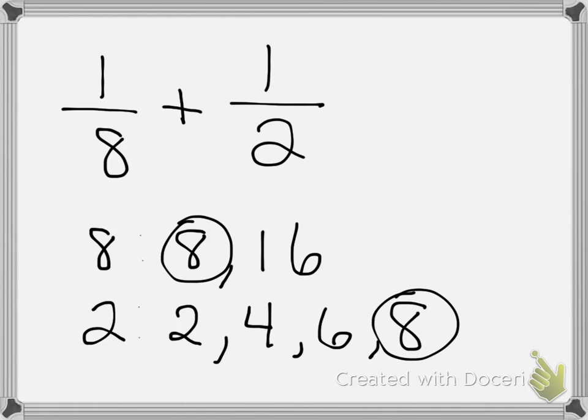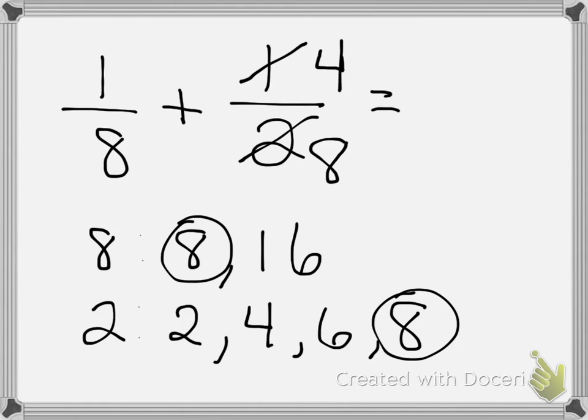So what I want to do is change both of my denominators to 8 by using multiplication. Well, the first denominator is already 8, so I don't have to mess with that one. But the second one, the 2, I'm going to change that to 8 by using multiplication. So what do I multiply 2 by to get 8? 2 times 4 is 8. So I multiply the numerator by 4. 1 times 4 is 4.